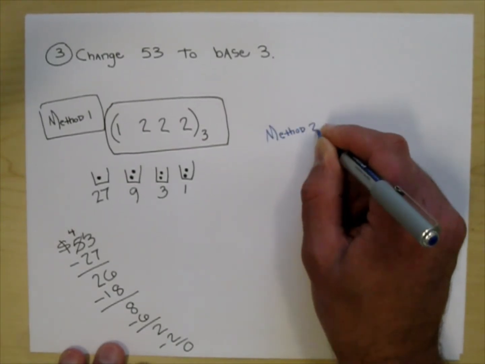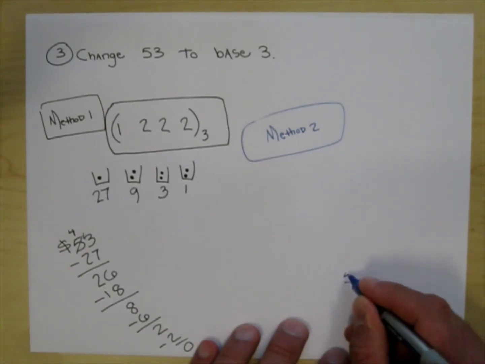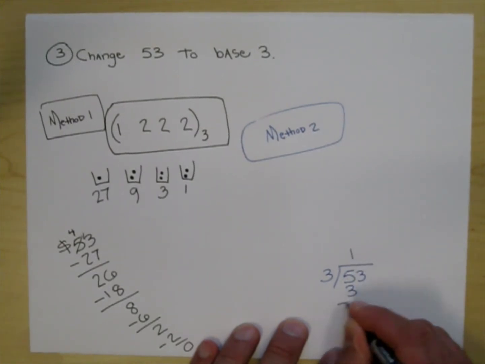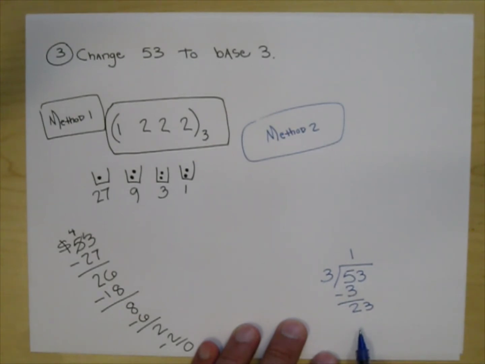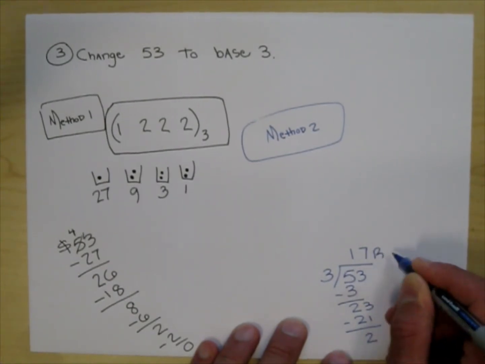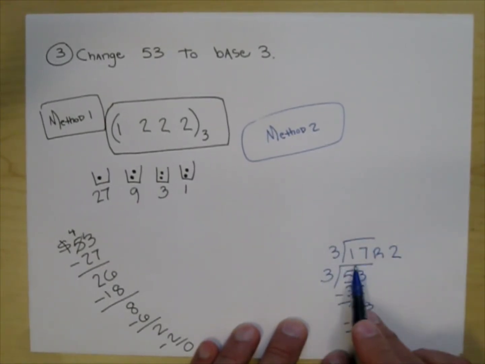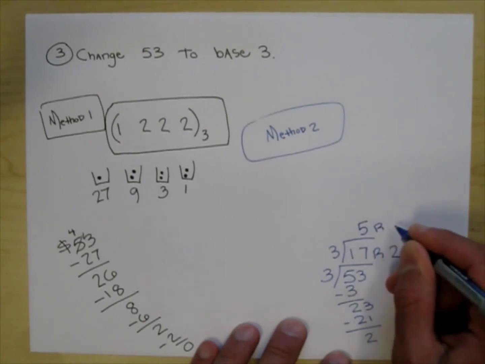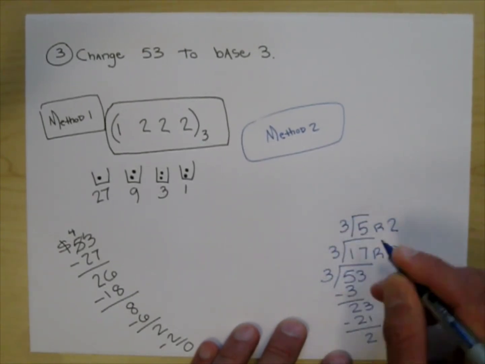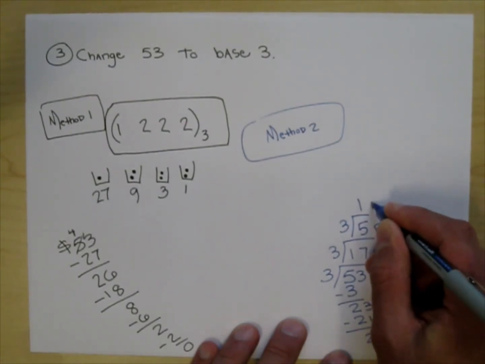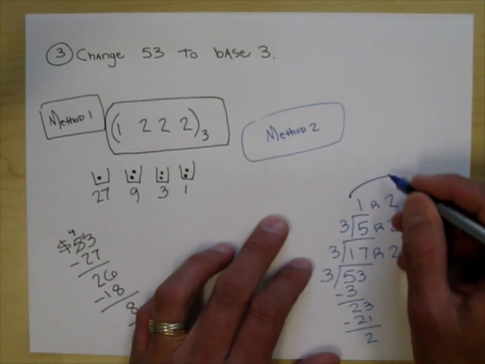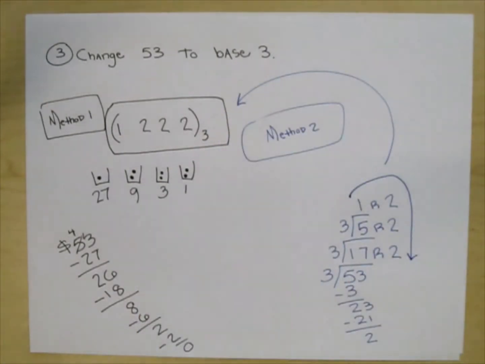Okay, method 2. Method 2 is the long division. 3 goes into 53. 3 goes into 5 one time. Subtract. 3 goes into 23 7 times. So there's a 21. Subtract. The remainder is 2. 3 goes into 17. Well, we know that 3 times 5 is 15, so it goes in 5 times with a remainder of 2. 3 goes into 5 how many times? Well, 1 time, and it's going to have a remainder of 2. Start with the 1. Your answer is 1, 2, 2, 2. Go down the river. And that's exactly what we have right there.